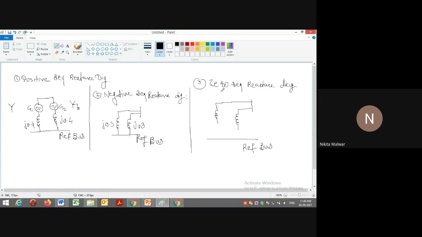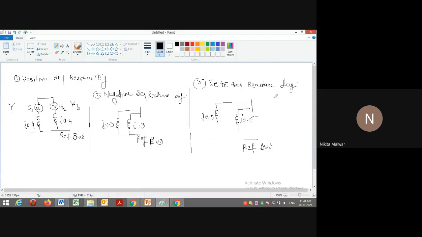Now, what are the zero sequence reactances? You may find them in the values given in your question. For generator G1, the zero sequence reactance is J0.15, and again for generator G2 it is J0.15. Both values are the same, which is already given in your question.